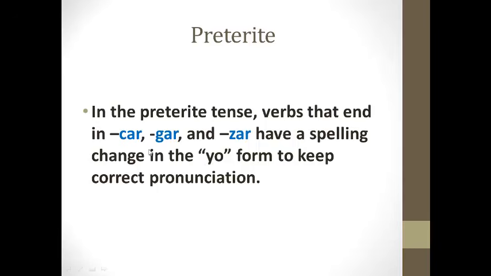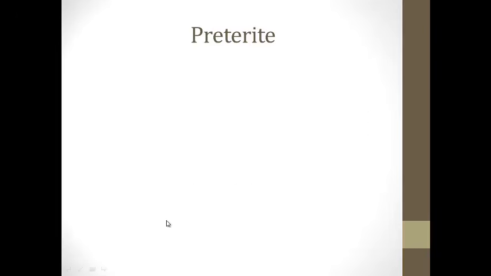Okay, so let's think for a minute. Think about the verb tocar. Tocar means to play an instrument. If you said, I played the guitar, you would use tocar, and if you followed your normal steps, you would drop the AR, and then you would add É, pronounced as toque. The spelling of toque, though, would not be normal. It would not be T-O-C-E. Let's look at what that spelling change is going to be.